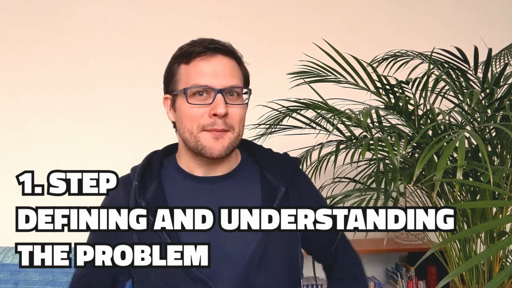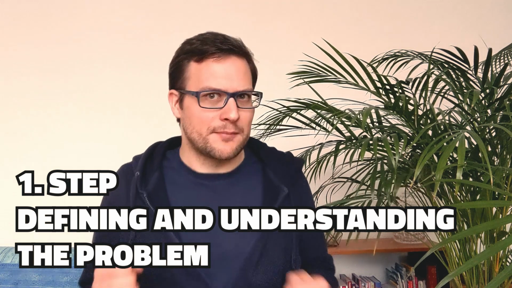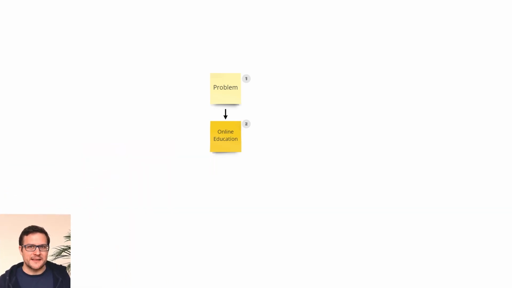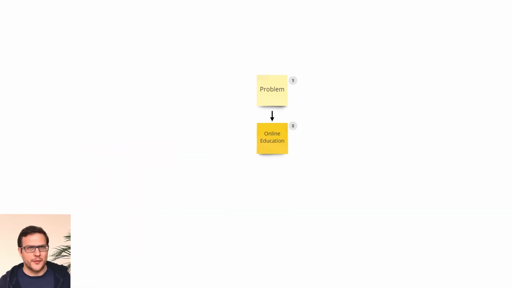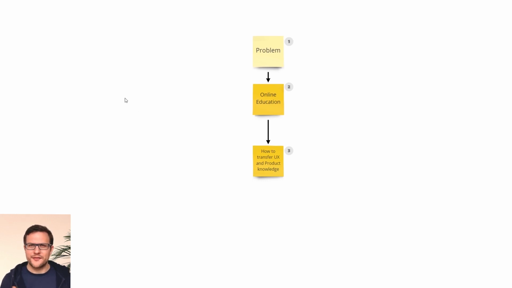So, the first step of the process is defining and understanding the problem. I want to learn about online education, but that's too broad and not a real problem. What does education actually mean in this context? Well, knowledge transfer. So the problem becomes how to transfer knowledge. Now we have the problem, how to transfer knowledge. That's still kind of broad and there's not a single answer that'll help us.